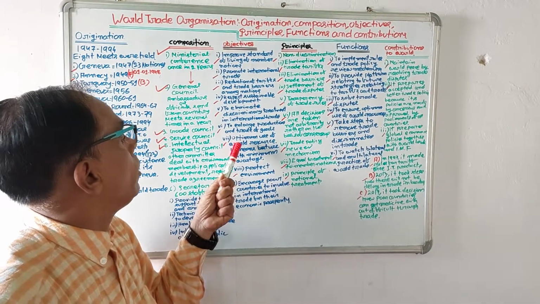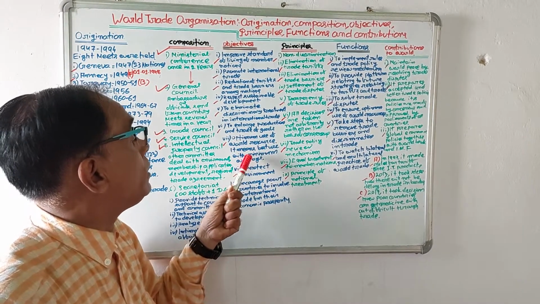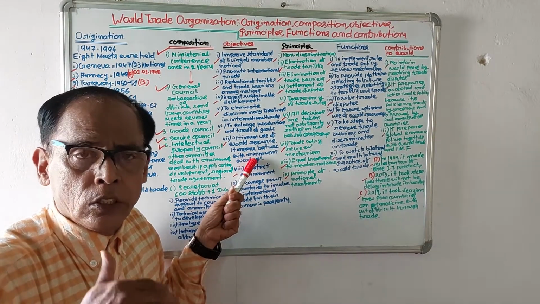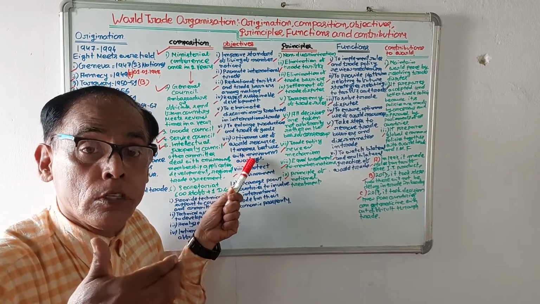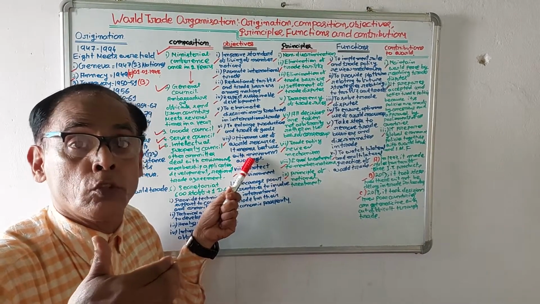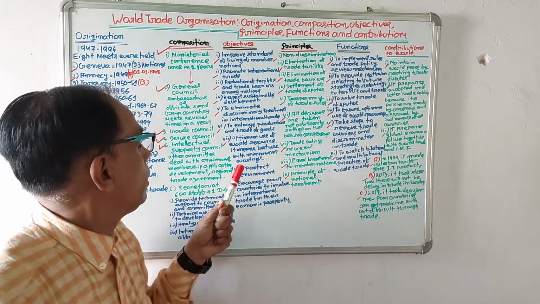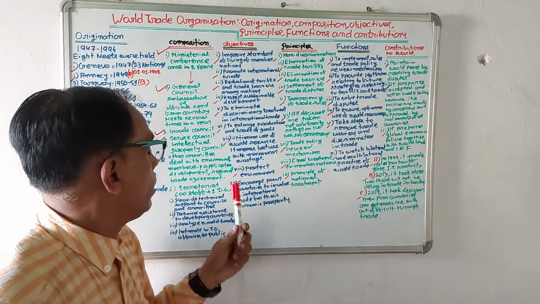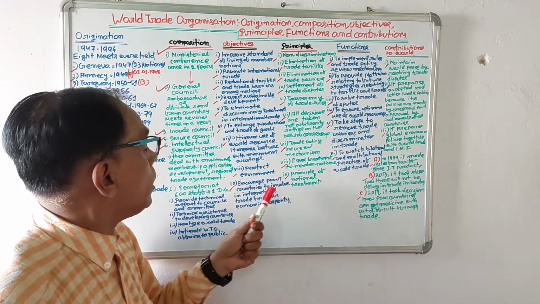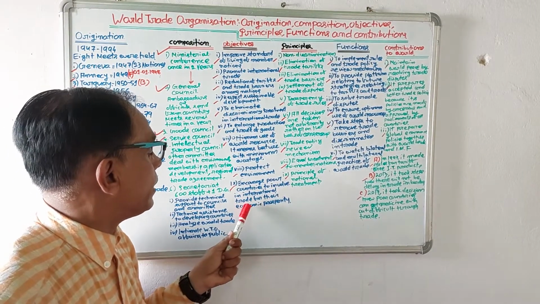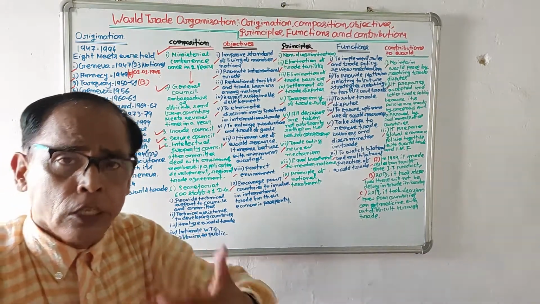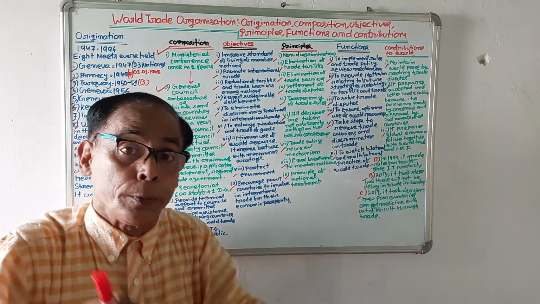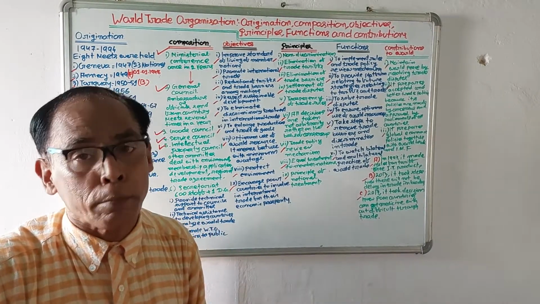Number 7, optimum use of world resources. It means best use with minimum wastage. Another objective of WTO is optimal use of world resources. World resources should be used with minimum wastage. Then protect the environment. Another objective of WTO is to protect the environment. Then encourage poor countries to get involved in international trade for their economic prosperity. It encourages poor nations to get involved in international trade so that they will have economic prosperity or development.